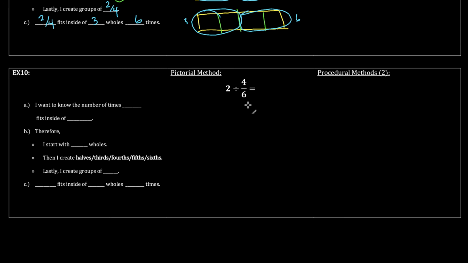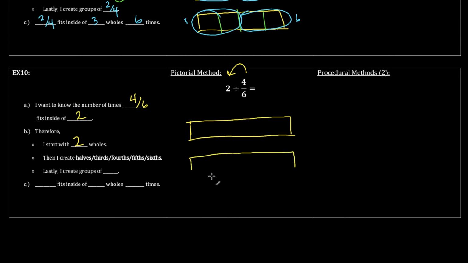2 divided by 4 sixths. So we want to see how many times 4 sixths fits into 2 wholes. So I'm going to start off with 2 wholes. Then, if I'm trying to figure out how many sixths go into 2 wholes, I need to create sixths.